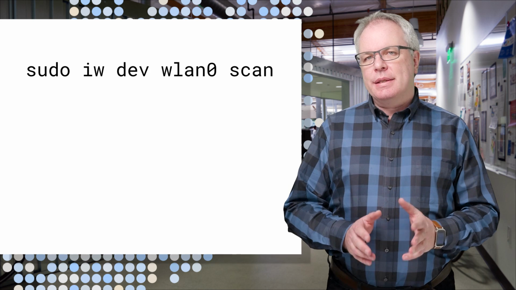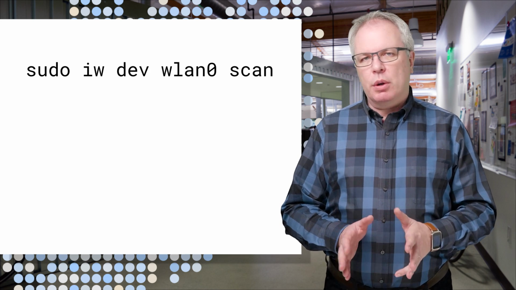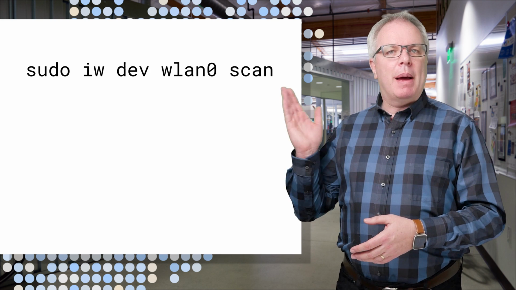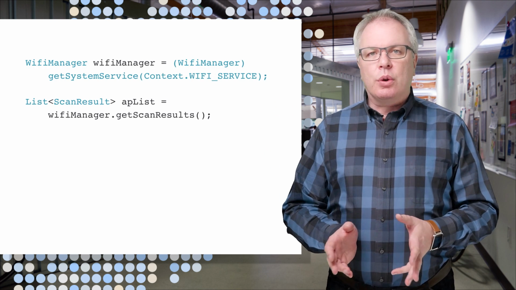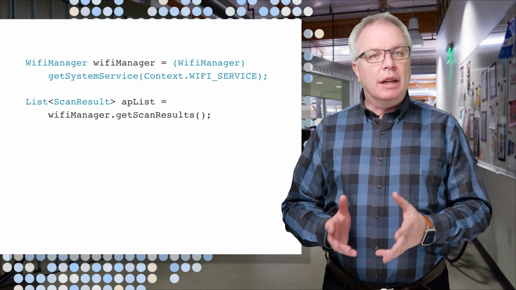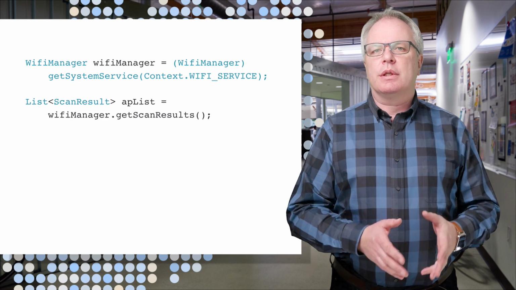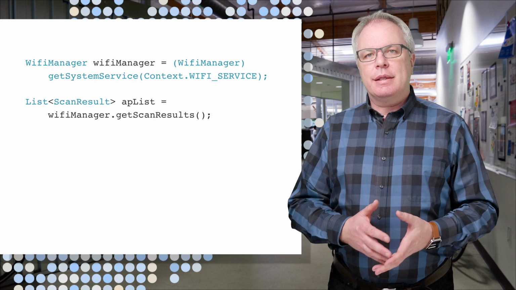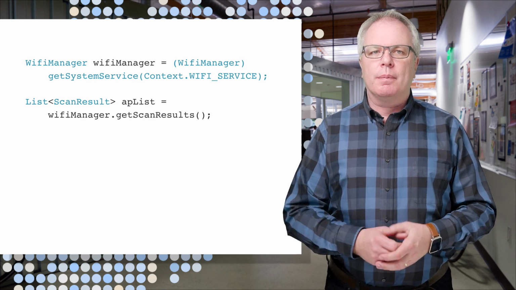The easiest way is to scan for Wi-Fi signals near you. Most operating systems support this natively. In Linux, the command is iw dev wlan0 scan. Or on Android, you'd use a Wi-Fi manager that you can get from the system and set its scan results to a list of scan result types. You can then access data about signal strength and the identifier of the access points from there.